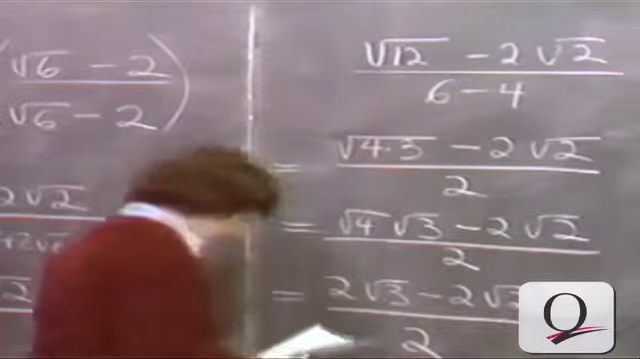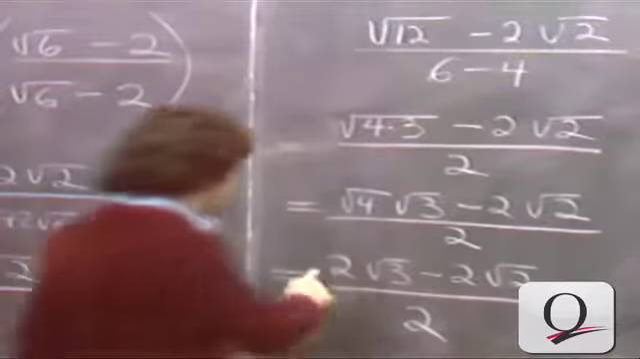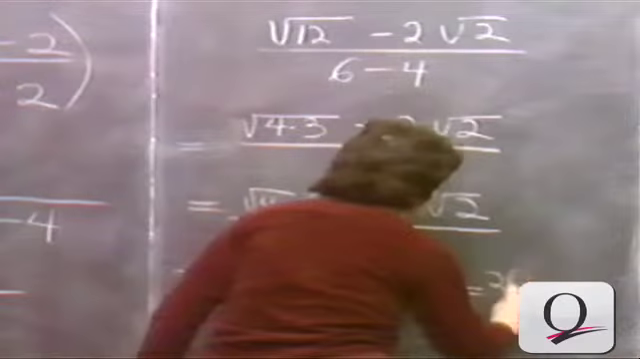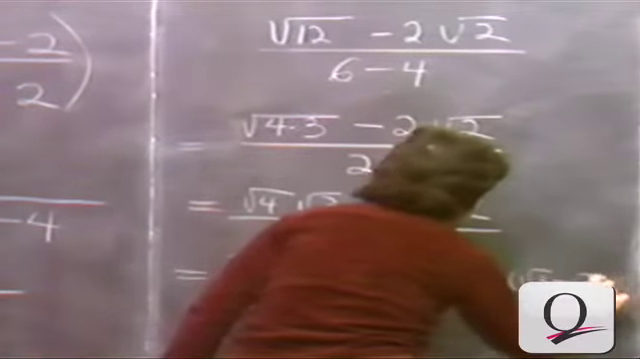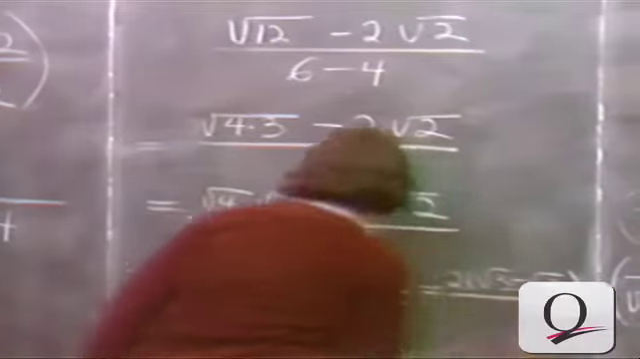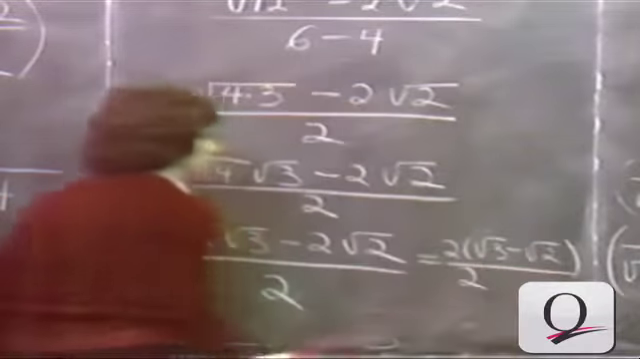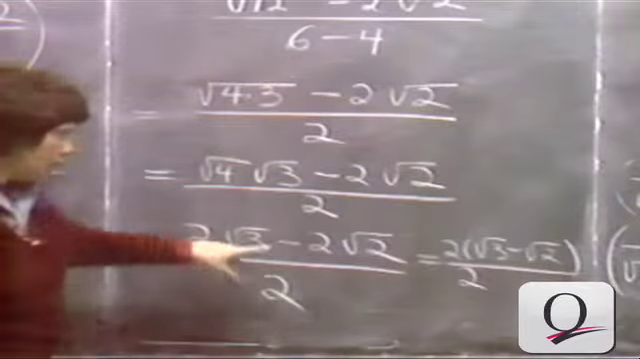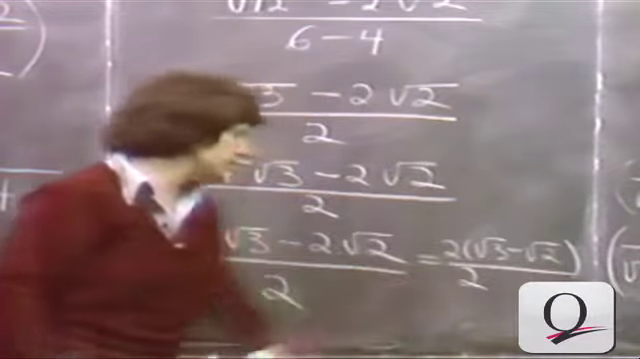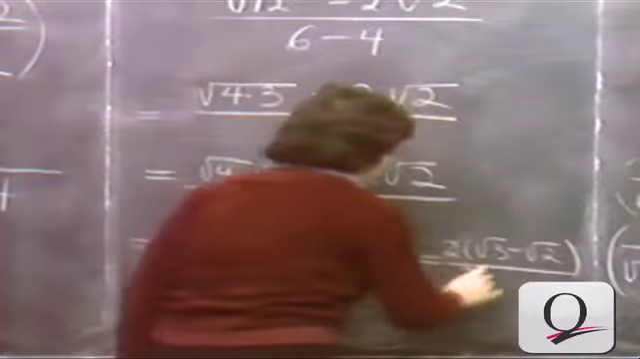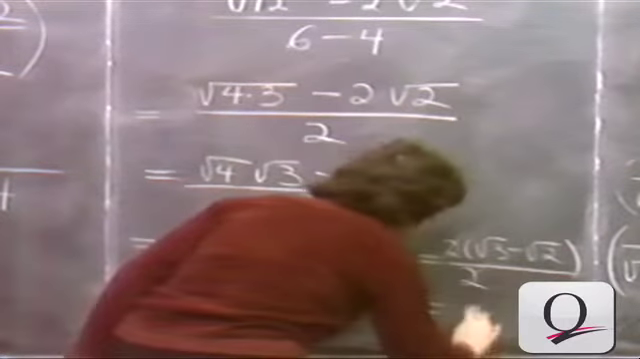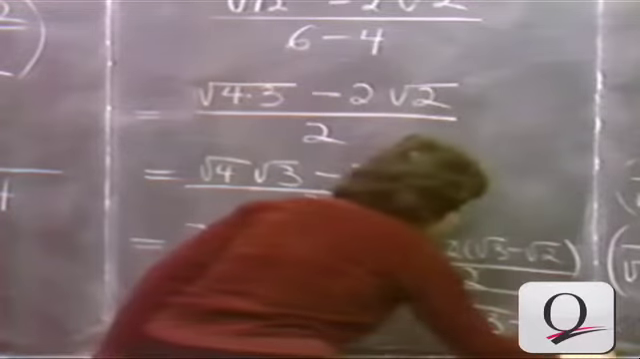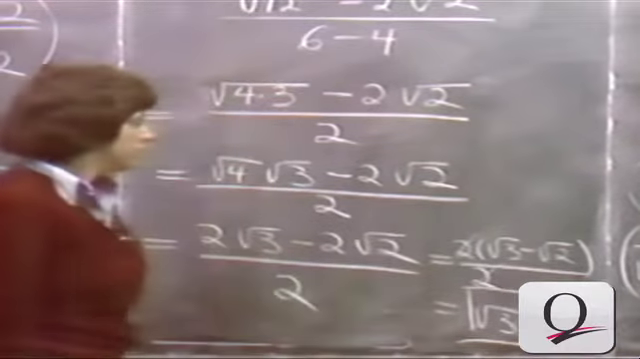And we're almost finished. All we have to do is realize that in the numerator we can factor out a 2, giving us 2 times the square root of 3 minus the square root of 2 over 2. And in doing this, okay, the 2's will cancel. The top, we factored out a 2, which will cancel the 2 in the denominator, giving us a final answer of the square root of 3 minus the square root of 2. And this brings us to the end of the tape.